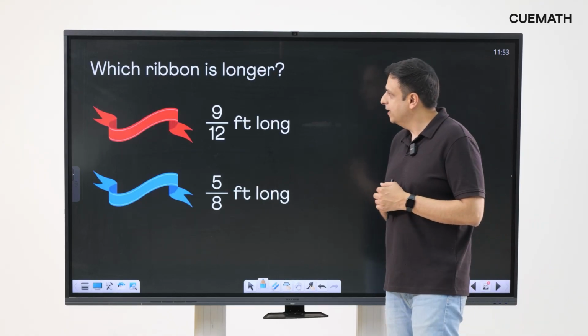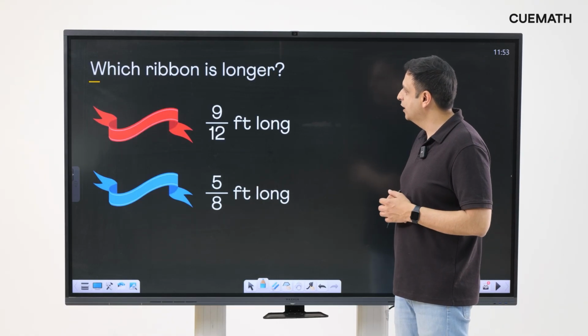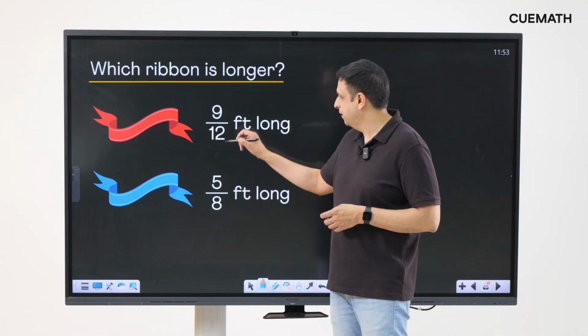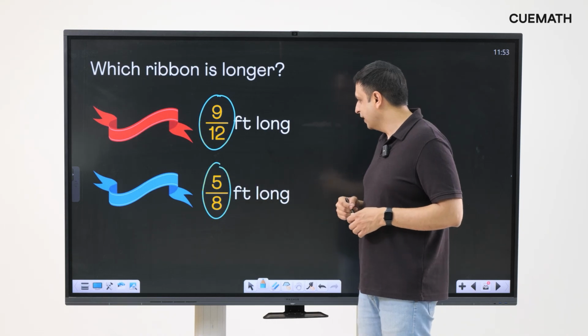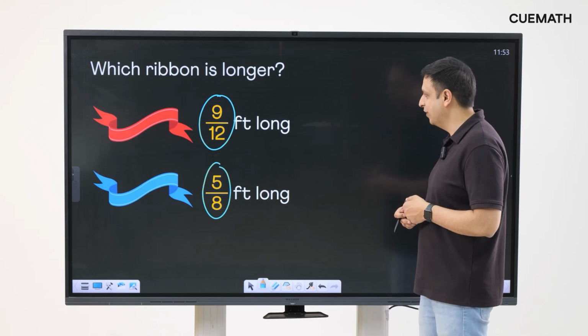Okay, now here's an applied problem. Which ribbon is longer? So this ribbon here is 9 over 12 feet long. This ribbon is 5 over 8 feet long. We just have to compare these two fractions.